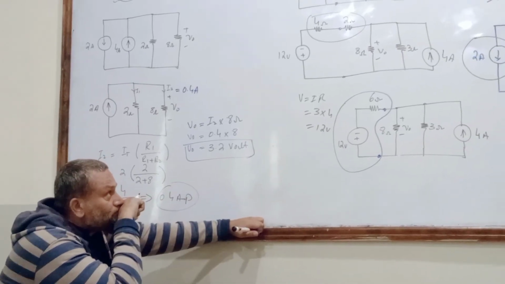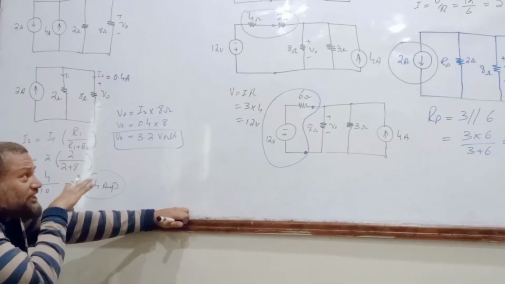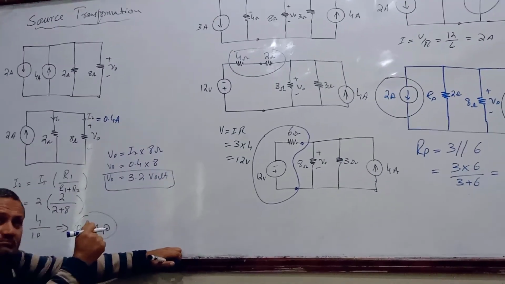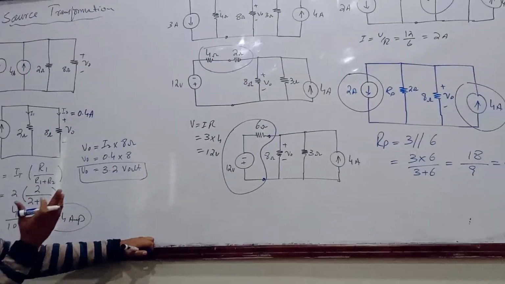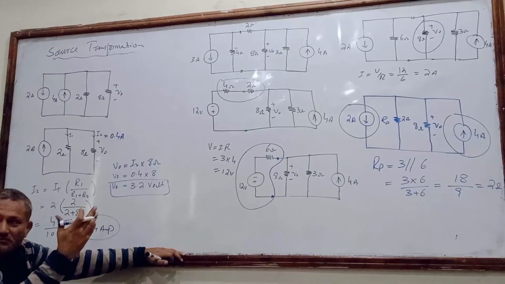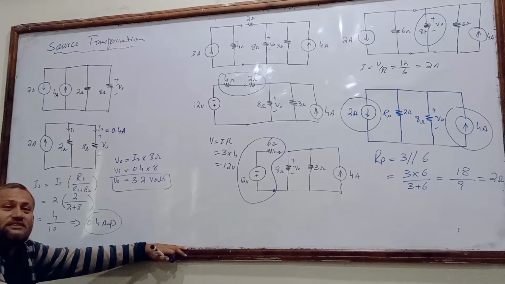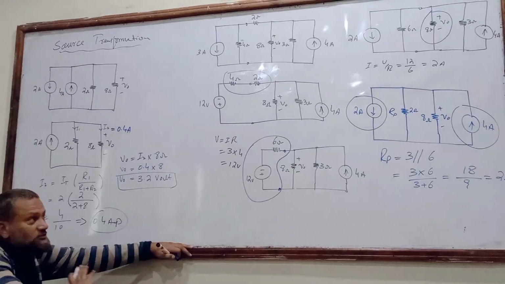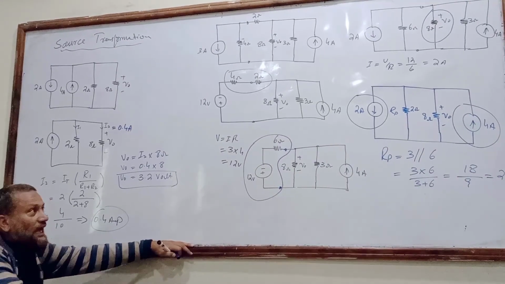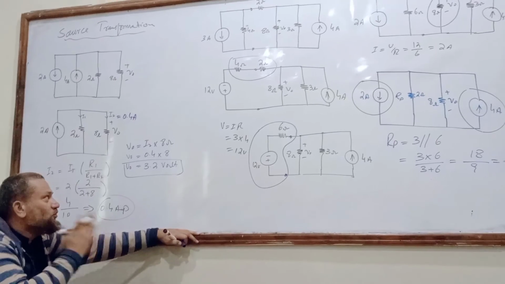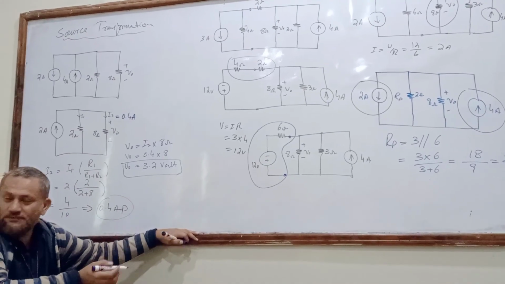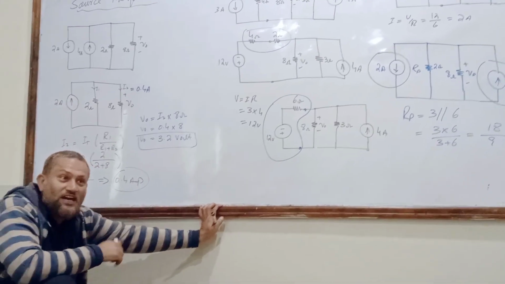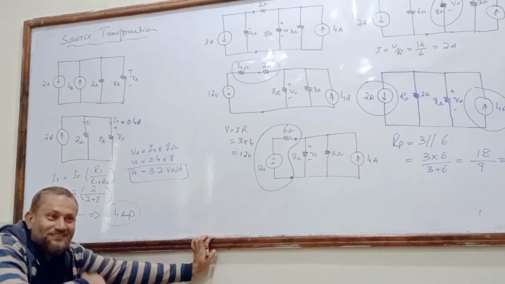But this technique, we just apply source transformation. We didn't use nodal analysis or mesh analysis or anything like that. We just apply source transformation and just find V naught using Ohm's law. Are you happy with this one? Did you understand? Can I continue? Yes. Okay.